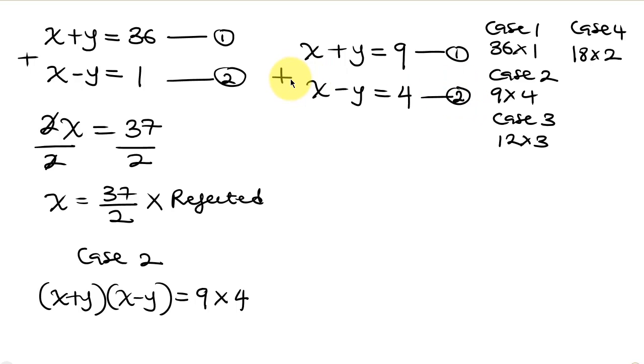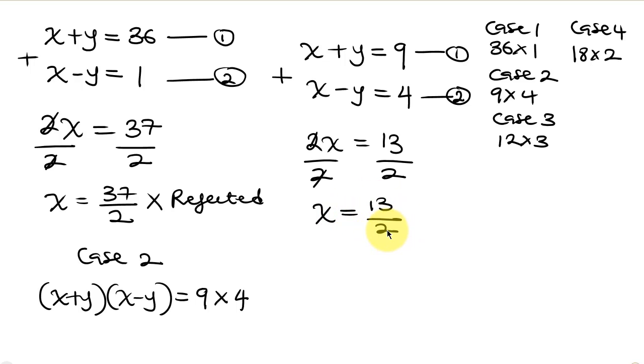Now let's add up. x plus x is 2x. Now y minus y is 0, and this is equal to 9 plus 4, which is 13. Now to get the value of x, we just have to divide both sides by 2. Notice that 2 can cancel out 2, leaving x equal to 13 over 2. This is also not a natural number, so we're going to reject this as well, since the values of x and y must be natural numbers.